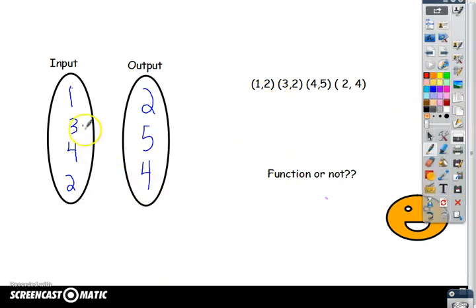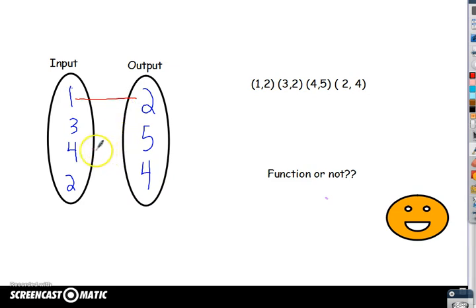Now I play connect the dots. 1 went to 2. 3 also went to 2. 4 went to 5, and 2 went to 4. Now, is this a function or not? So the question I have is, does each input value over here only go to one output value? So 1, you've got one partner. 3's got one partner. 4's got a partner. 2's got a partner. So yes, it is in fact a function.